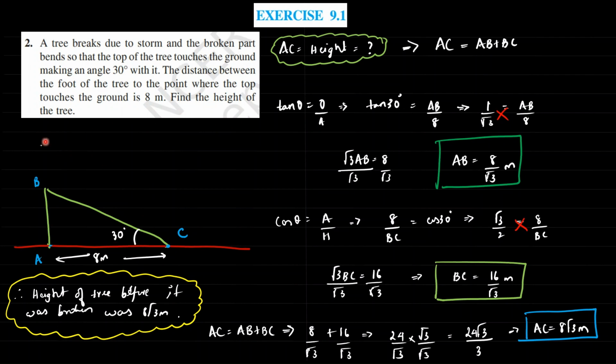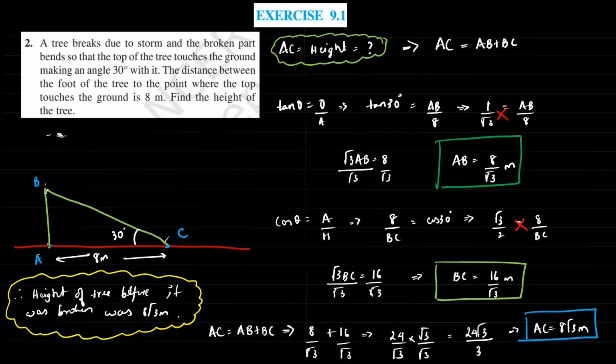So height of the tree was asked, as in, we need to find out what was the height of the tree before, right? So imagine C was here, so the tree would be this way, right? Before it has been broken down. So we had to find out what is the value. The value of AC is what I need to find out. So the same thing I have written down over here.